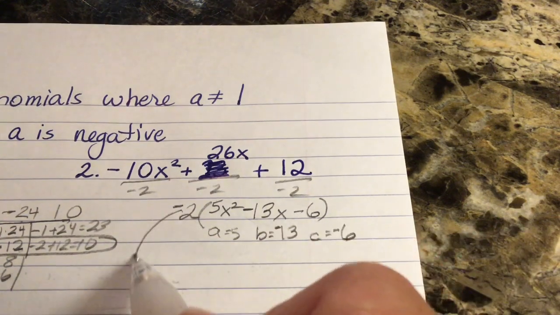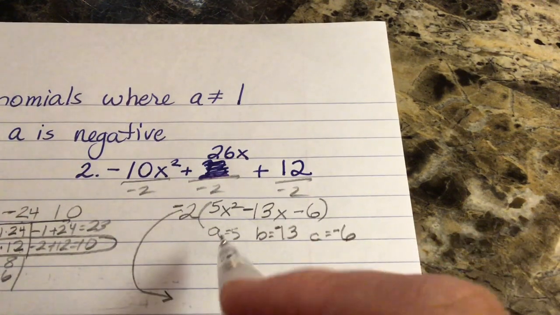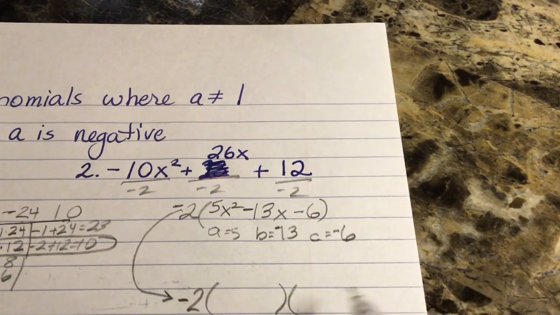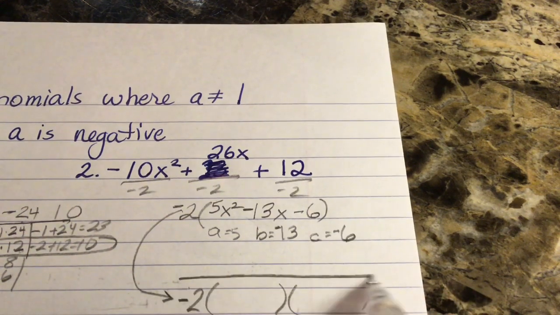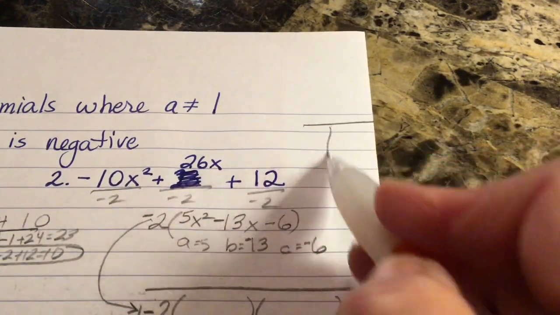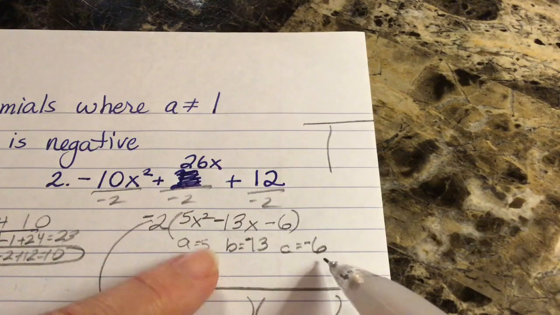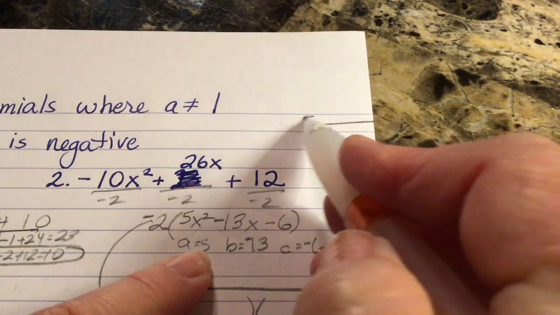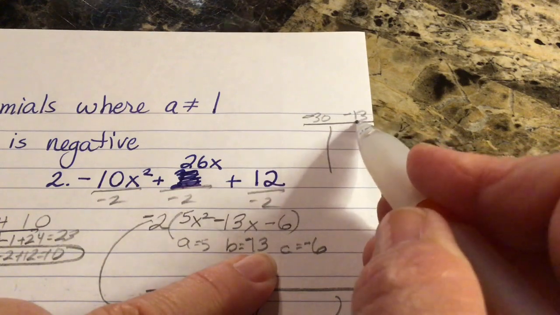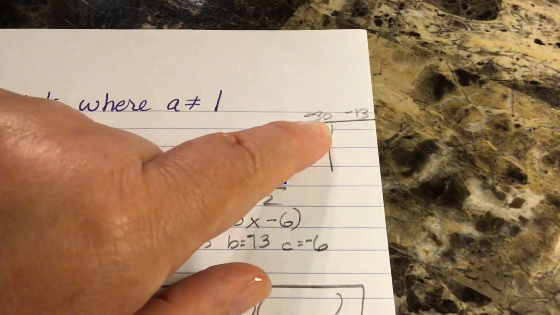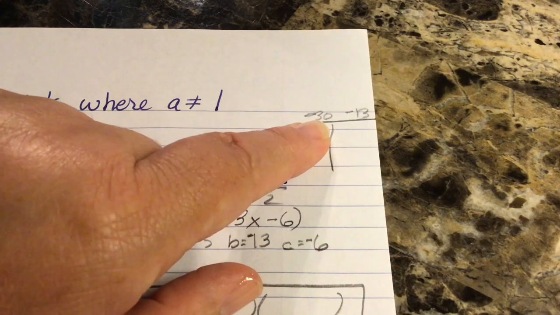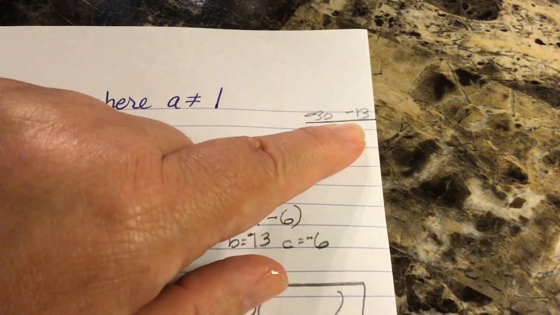I'm going to bring this -2 down to my answer. I'm going to make my chart. I'll make it over here. A times c. 5 times -6 is -30. Sum of -13. Okay, so this time I want a negative product. And in that product, I want the sum to be negative.